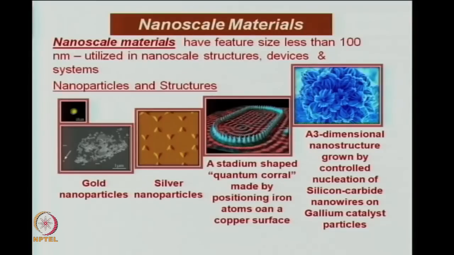For example, you can see in gold, you can make nanoparticles, you can make silver nanoparticles, you can make nano shaped objects like a quantum coral, which is made by having iron atoms on a copper surface as shown here. And you can see a three-dimensional structure of silicon carbide nanowires in the form of a flower, and the size of these flowers are within a few nanometers.